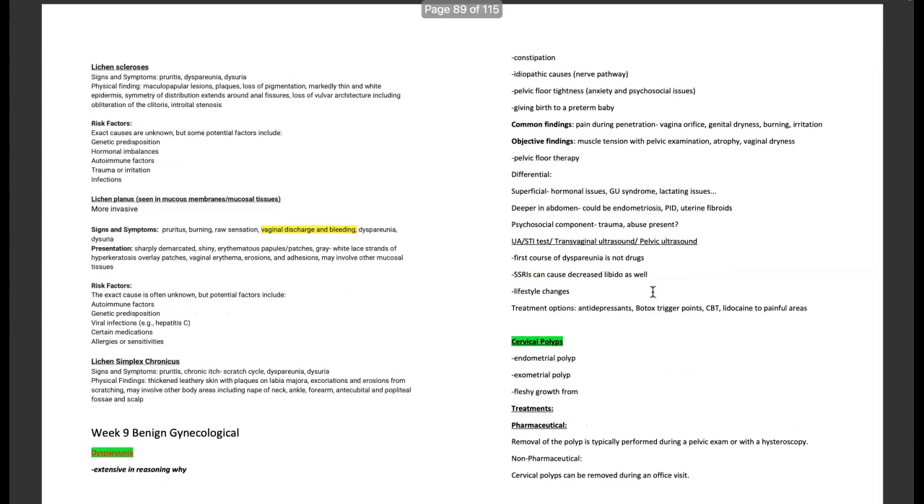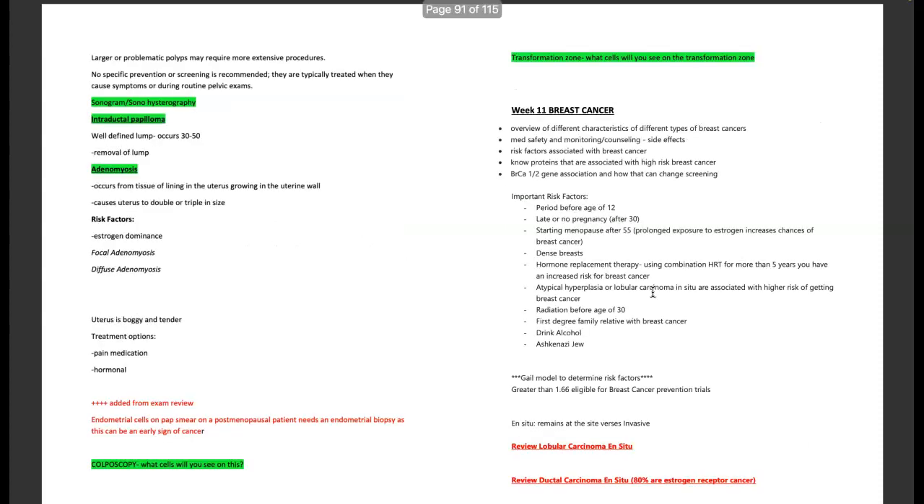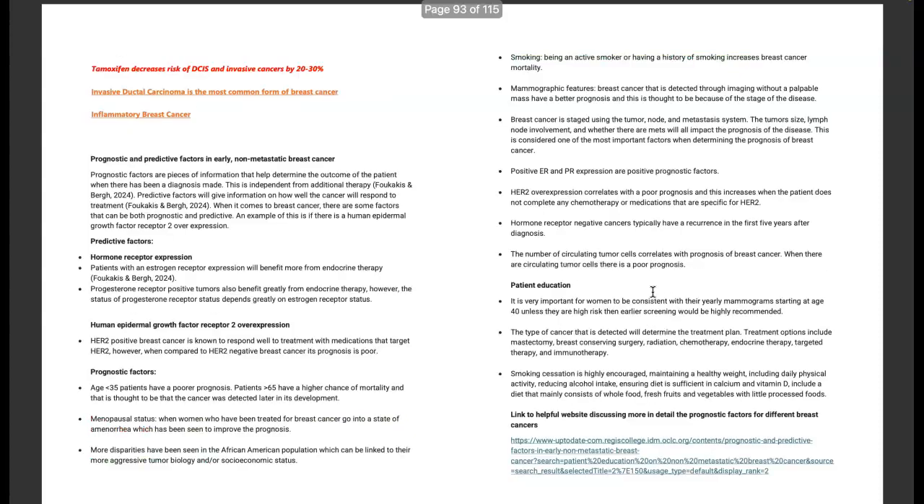vulvar dermatitis, which included the lichen sclerosus, lichen planus, and lichen simplex chronicus. And then I covered some benign gynecological issues that I'm going to be using. This dyspareunia, cervical polyps, adenomyosis. And then I moved on to week 11, breast cancer, where I covered what are the important risk factors for breast cancer, and I reviewed lobular carcinoma in situ and the ductal carcinoma in situ.